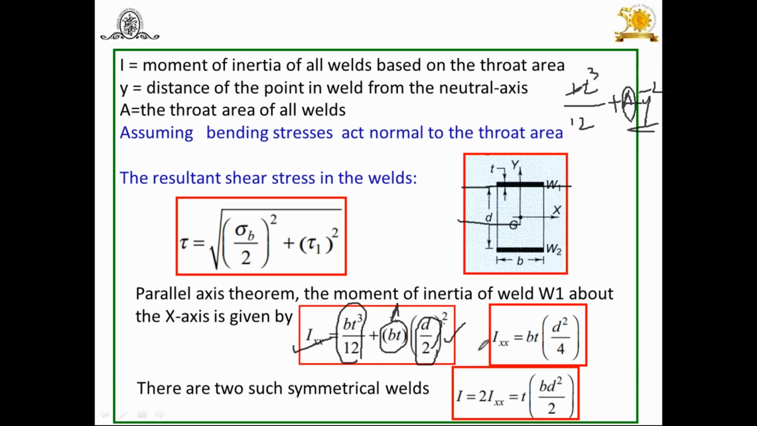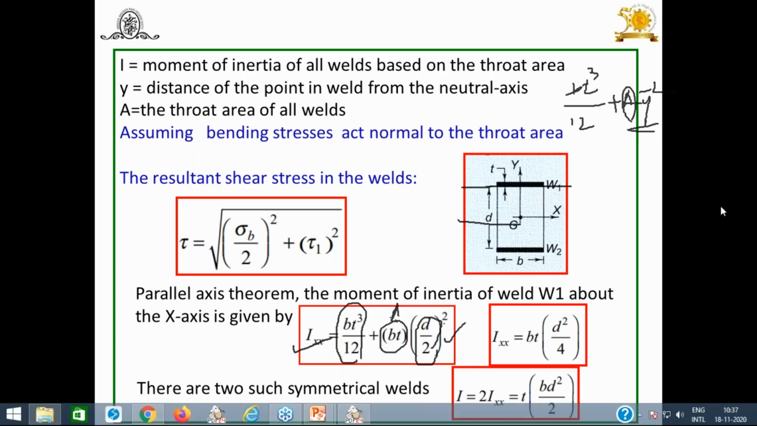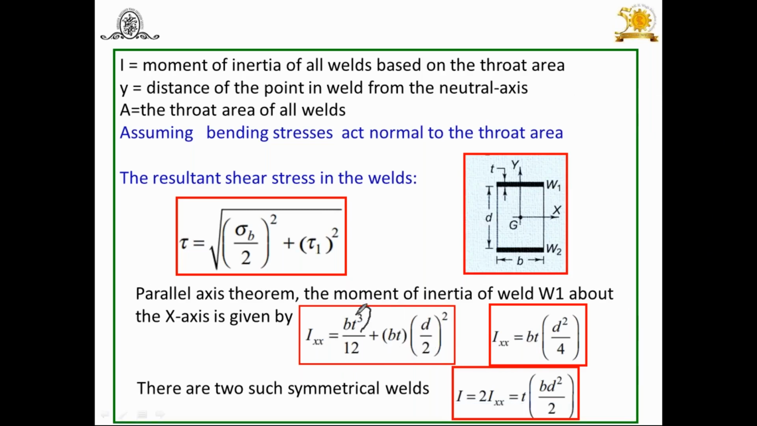And if you are going to solve it, take BT common. Then what you will get? Again here what you have to do? You have to use the terms: the T cube compared with the D and B dimension is very, very small. You can neglect it, and at the last what you will get? IXX is equal to BT into D square by 4. And this is for weld 1.